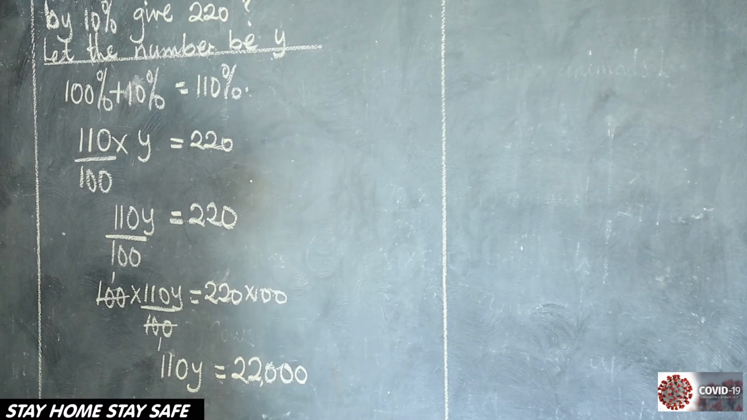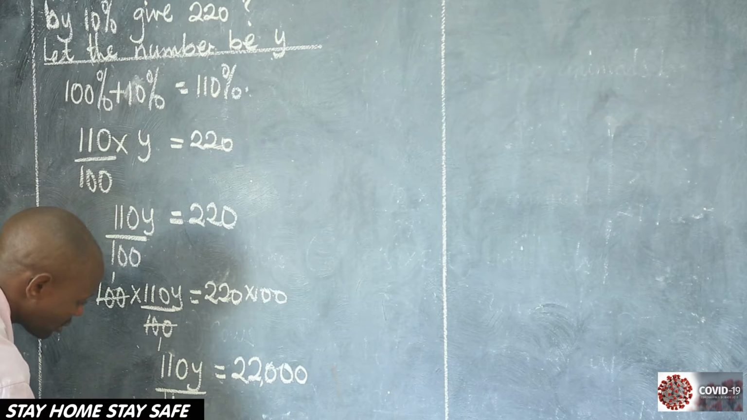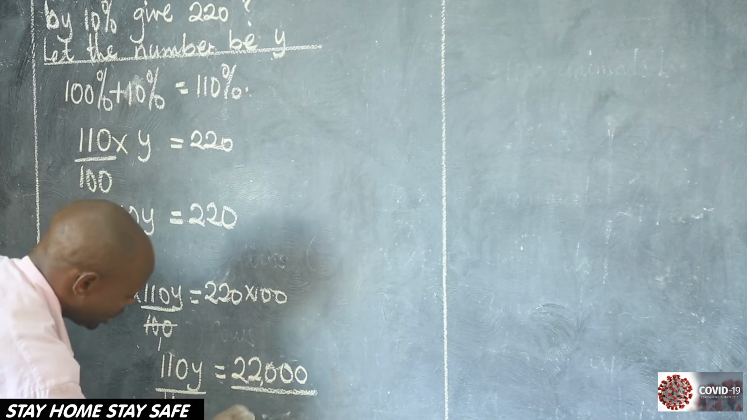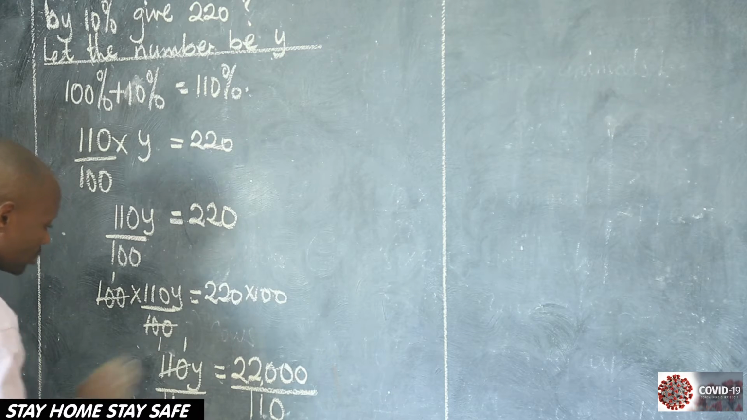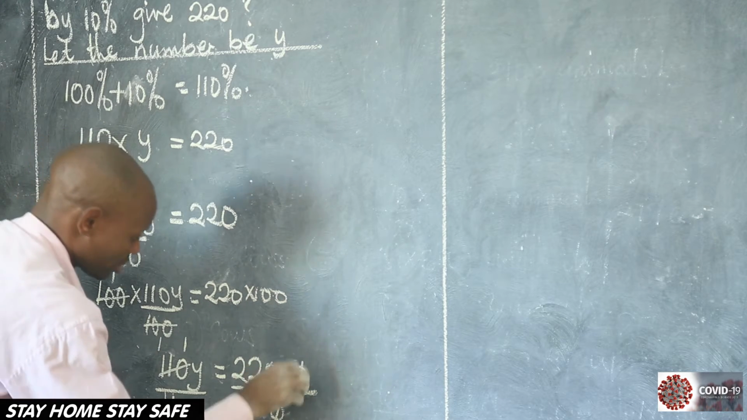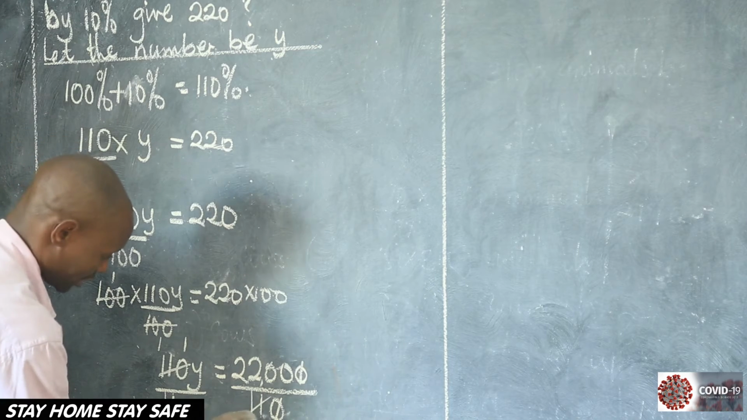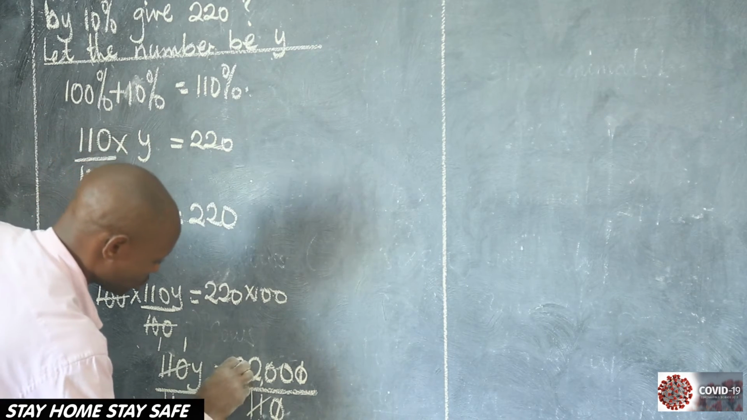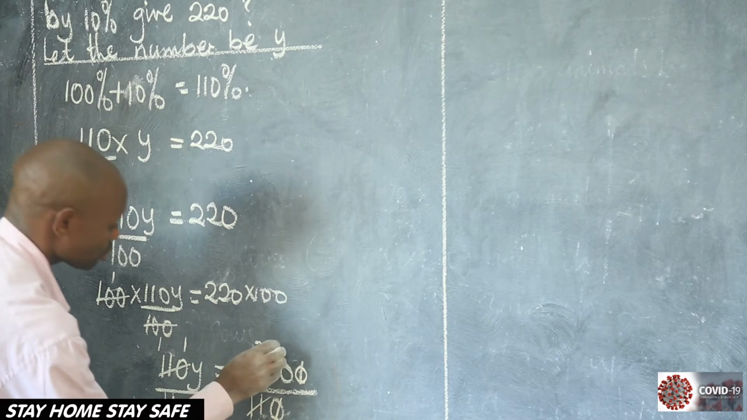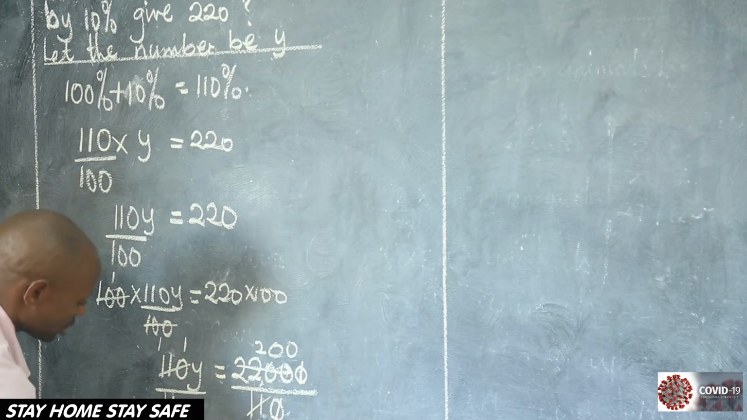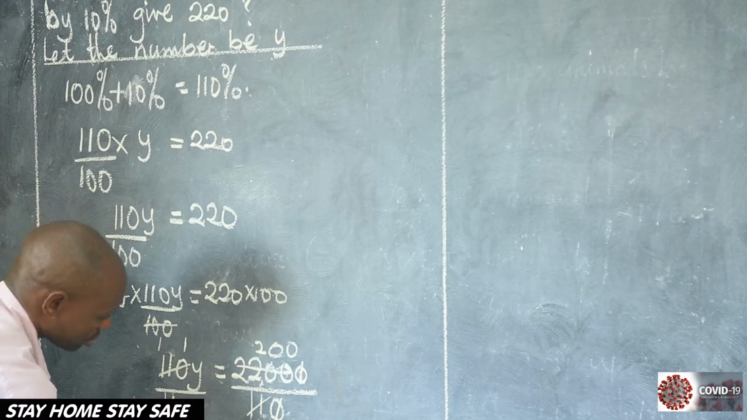How do we get the value of y? It means you have to divide each side by 110. So we divide by 110, even here by 110. This one will go with this once. This 0 will go with that. Then by 11 once. 11 goes into 22 how many times? That is twice. Then plus how many zeros? 2 zeros. So it means y is equal to 200.